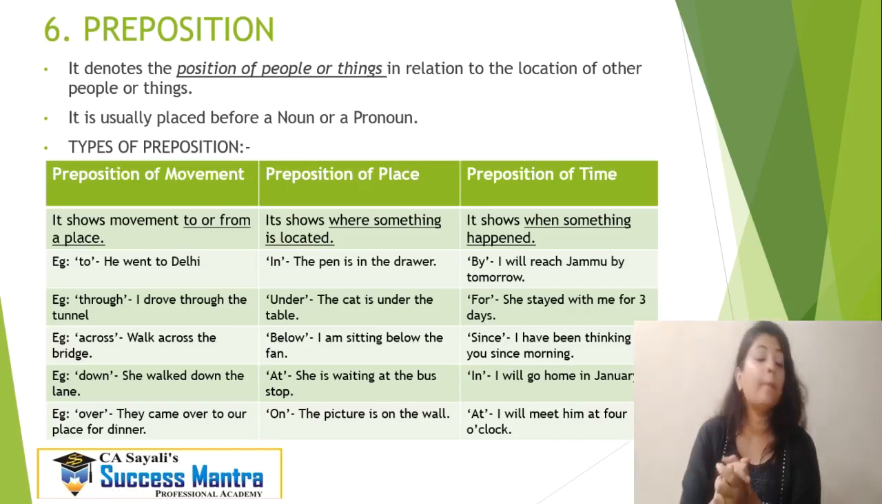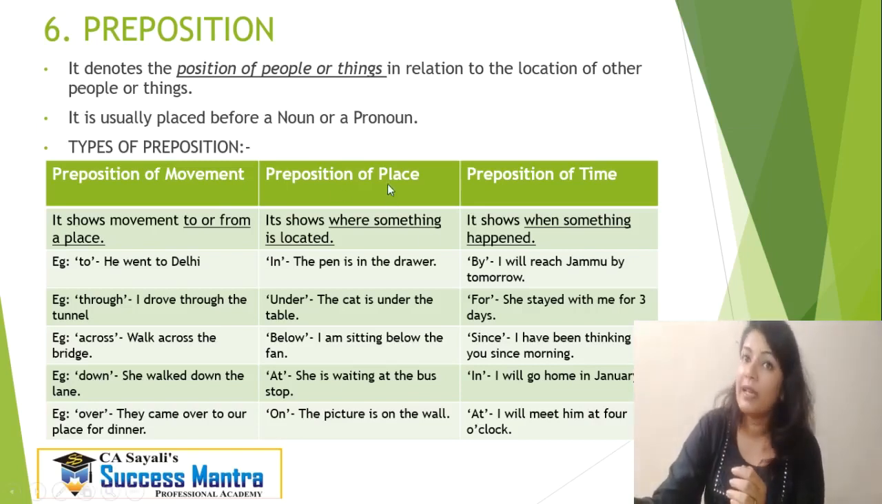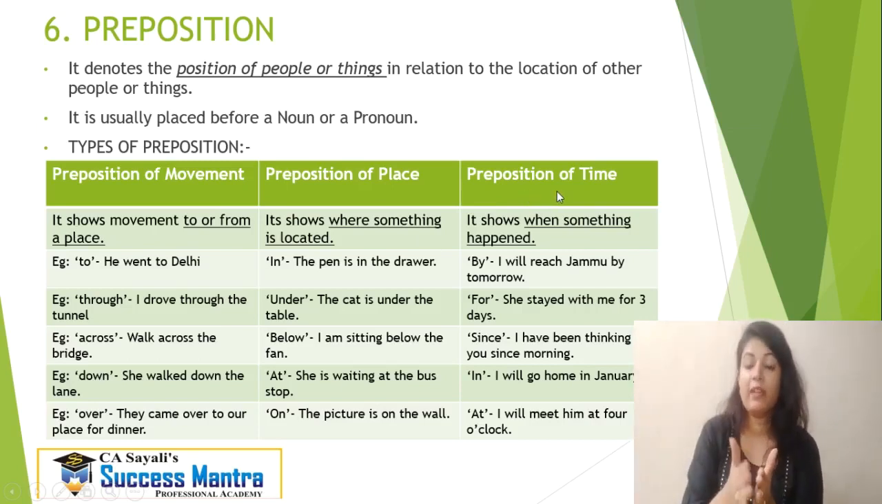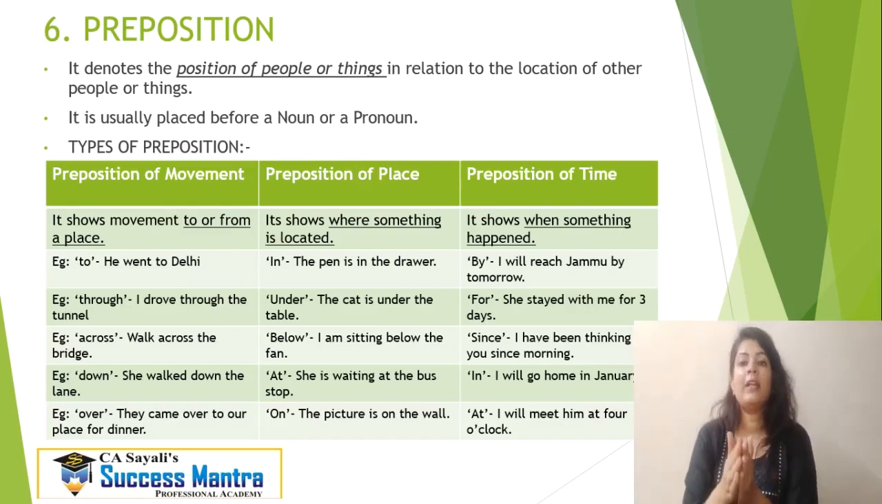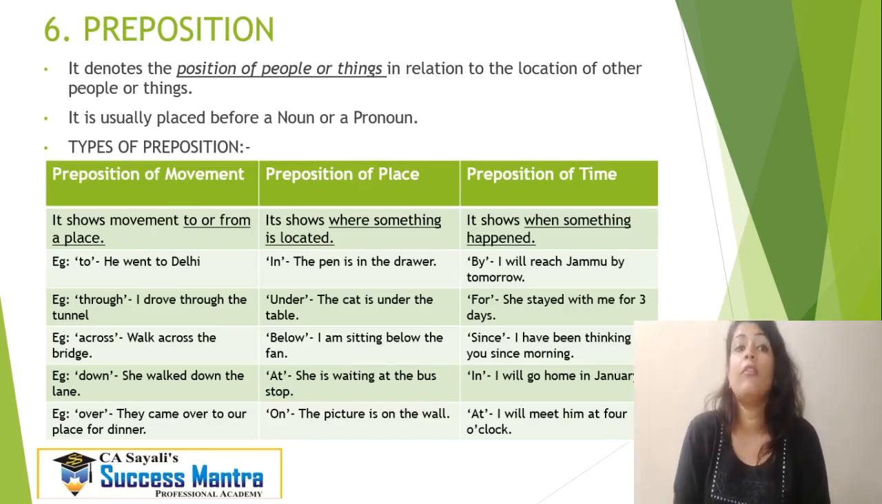The first one being preposition of movement, second one is preposition of place, and the third one is preposition of time. ओके तो बेसिकली ये अगर मैं ये जो मैंने बाइफर्केशन किया है टाइप्स में, the types of verbs, the types of adverbs, the types of prepositions, this will help you to identify it in a better manner. तो पहला जो है it is preposition of movement.